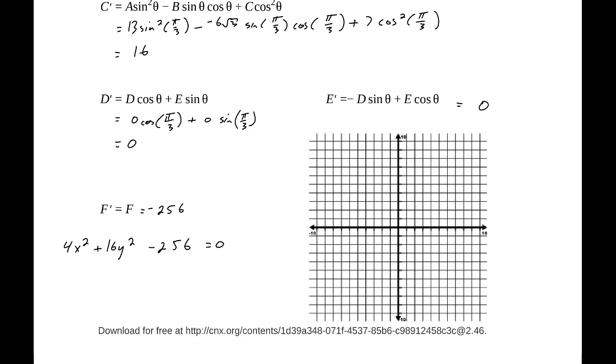If we rearrange this, add 256 to both sides, and then divide by 256, we get x squared over 64 plus y squared over 16 equals 1. And this is rotated by pi over 3. So our center is 0, 0, a major axis of 8, but it's rotated pi over 3. So it's going to go in this direction, 8, in this direction, 8, and then 4 going in this direction, 4 going in this direction, and we have our ellipse. Roughly.